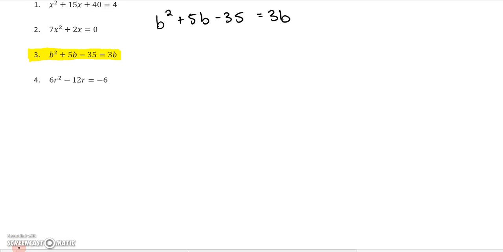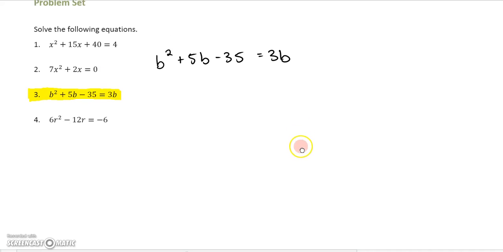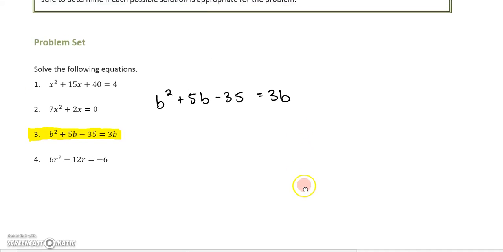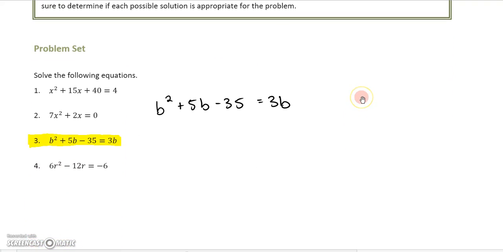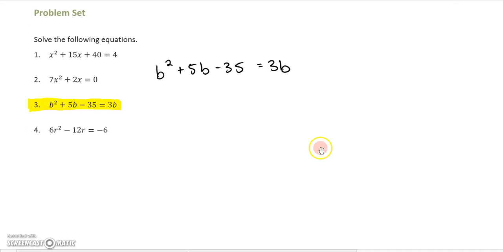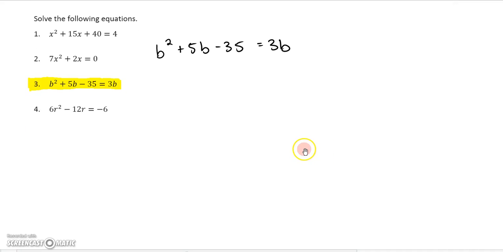This is Mr. Marcus with you, and we're going to walk through doing problem 3 from the problem set from the zero product property, lesson 5 from module 4 in the Carnegie Learning materials. So here we go. We've got b squared plus 5b minus 35 equals 3b.